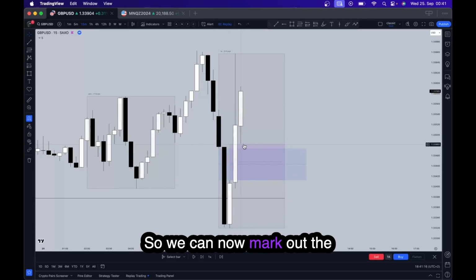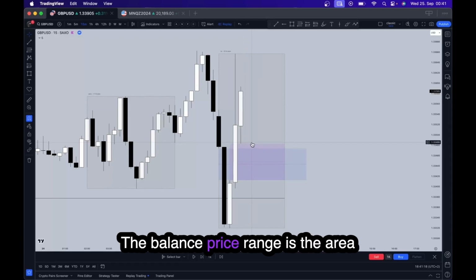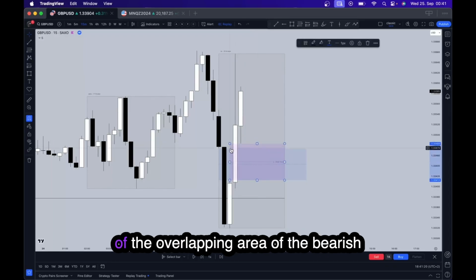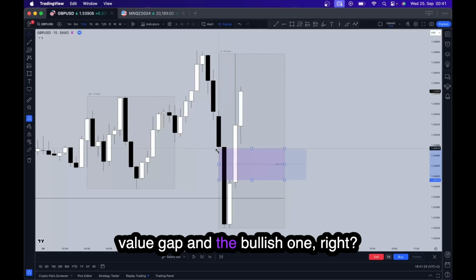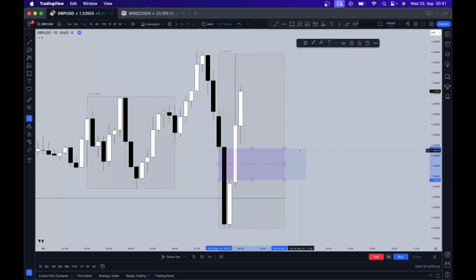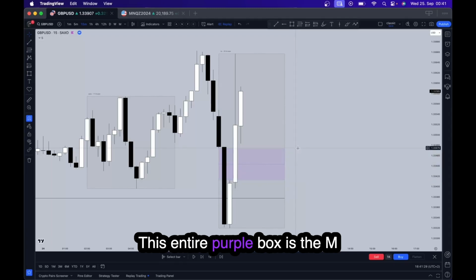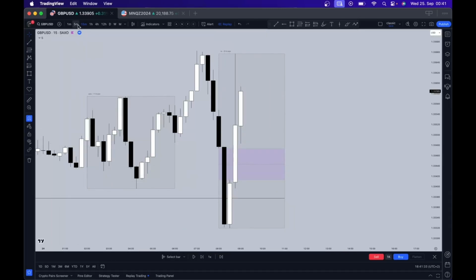So we can now mark out the balanced price range, right? The balanced price range is the overlapping area of the bearish value gap and the bullish one, right? So in this case, this entire purple box is the M15 balanced price range, right?